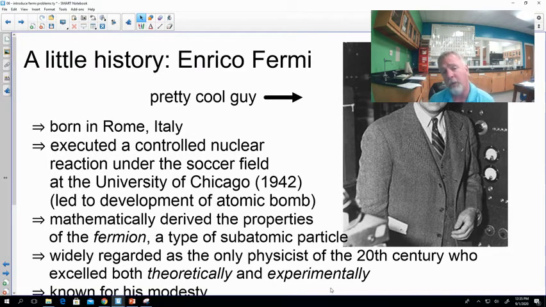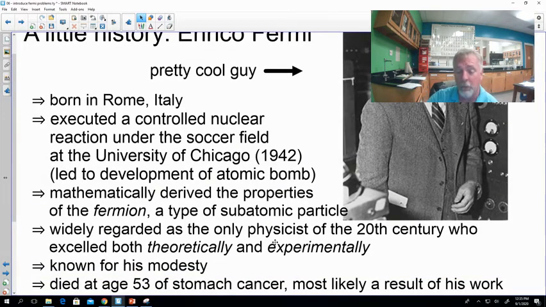So there I gave you an example. He was a very good experimentalist, very good theorist. He was also a very humble man, very modest, not like some of the other scientists you might see who are very kind of pompous, if you ask me. But he was very good at being a real person. By the way, he died at the age of 53 from stomach cancer.